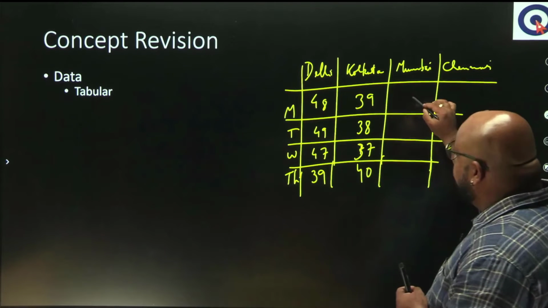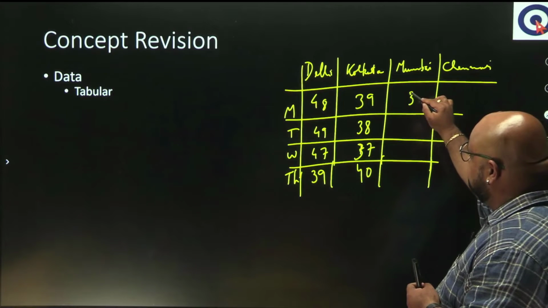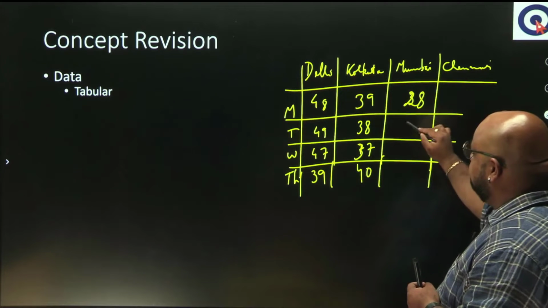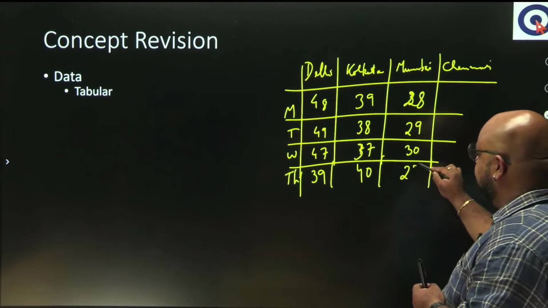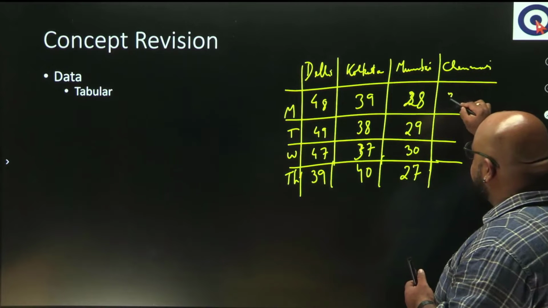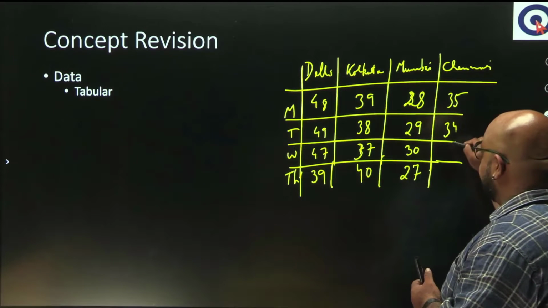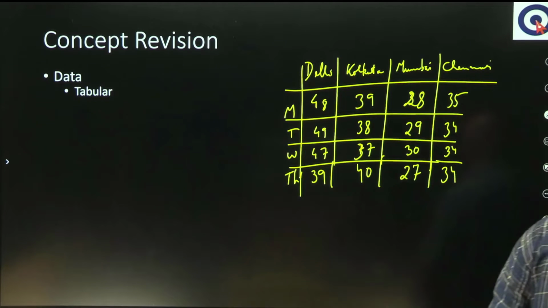Then there is Mumbai, rains happening continuously. 30 would be too much for Mumbai, probably 28, 29, 30, and then again rain happened. Chennai, say in the range of 35s. So this kind of data is given, right? So this is tabular representation of the data.